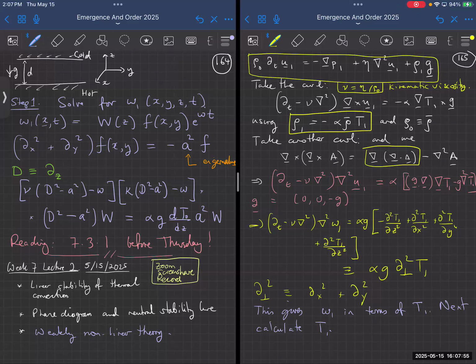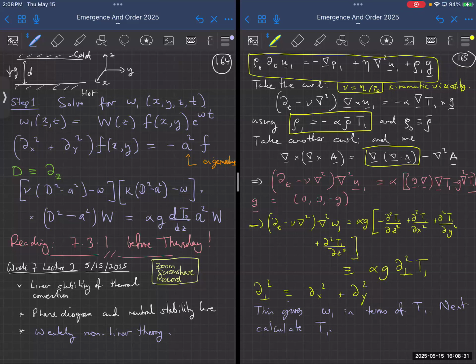d by dt minus nu del squared, acting on now just del squared u1 from the vector identity, and then you have what's left on the right-hand side, and now you have d by dt, you have del squared T1 on the right-hand side, and another term involving g. Okay, now remember g is just pointing downwards. So then the only component of this that's really interesting is the z component. And the z component then reads d by dt minus nu del squared W1. W1 is the z component of the velocity field.